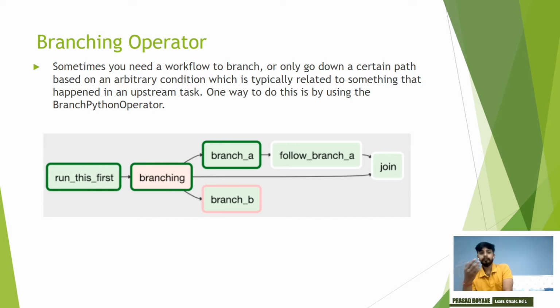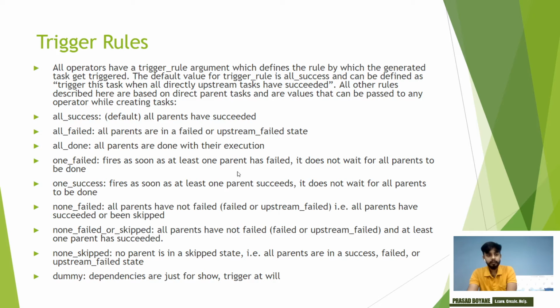Branching operator, again, branching is one of the operators to see if-else condition. Let's say I have one program, and the output of that program is either 1 or 0. If the output is 1, then perform task branch A. If the output is 0, perform task B. So it's kind of a conditional operator that we can use.